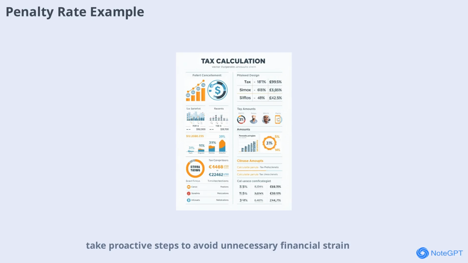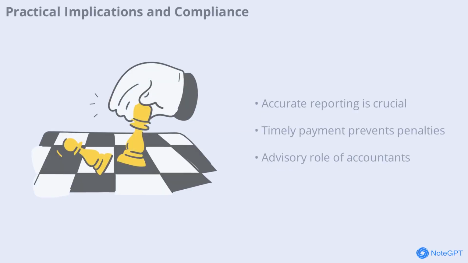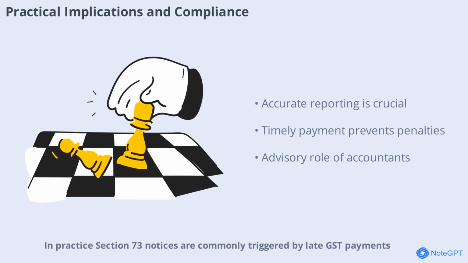It's important to distinguish between Section 73 and Section 74. While Section 73 handles non-fraud cases where errors are genuine and not intentional, Section 74 deals with fraud or willful misrepresentation. The penalties and interest under Section 74 are much higher, reflecting the seriousness of fraudulent activity. Understanding this distinction helps businesses recognize the gravity of their compliance obligations and the benefits of timely, honest reporting under Section 73.